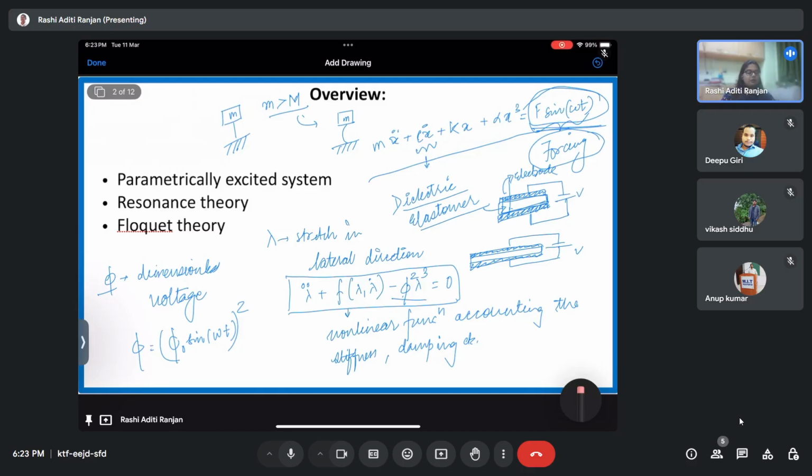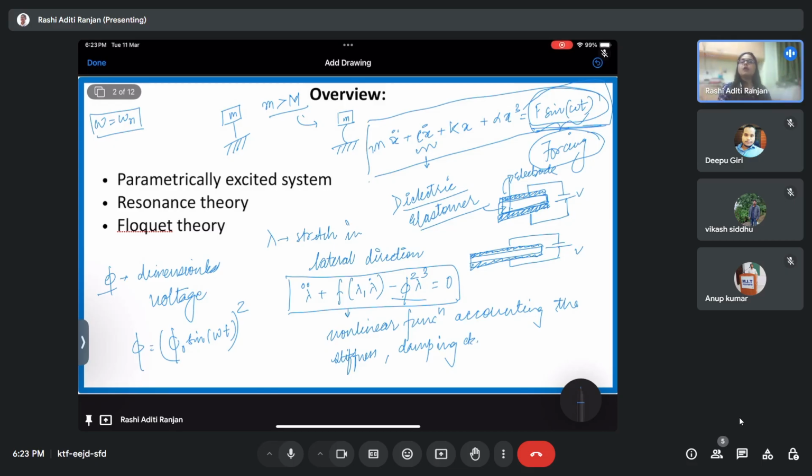Now coming on to resonance theory. In case of the Duffing oscillator, what was happening? Resonance was happening. When was the resonance happening? The resonance was happening when my omega was equal to omega n. My forcing frequency, when it is equal to the natural frequency of the system, resonance used to happen. Correct? And this is very common. We have been studying it for a long time now.